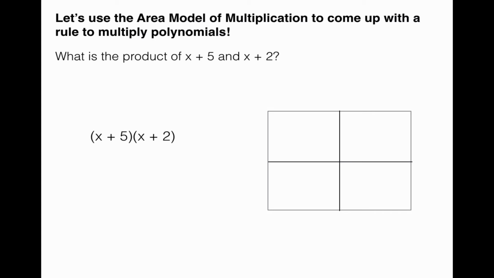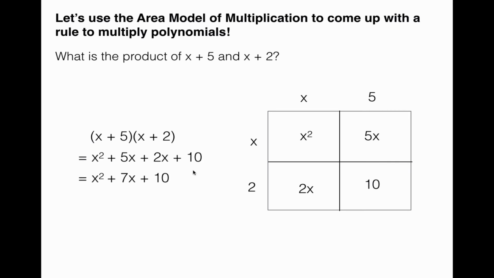All right, let's see how you did. So x plus 5 is just x and 5. x plus 2 is just x and 2. And finding the area of each section of the rectangle, we get x times x is x squared. x times 5 is 5x. 2 times x is 2x. And 2 times 5 is 10. So adding all this together, we get x squared plus 7x plus 10.